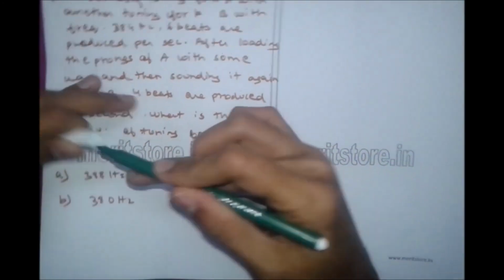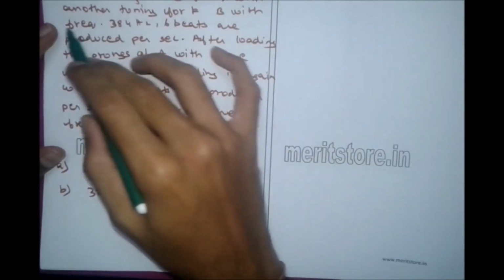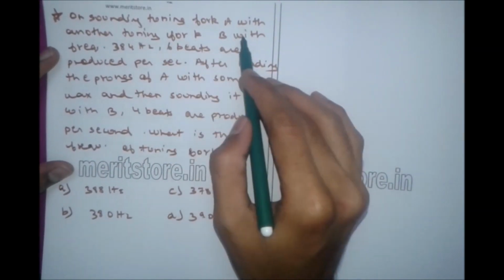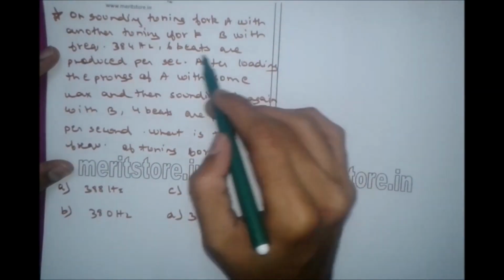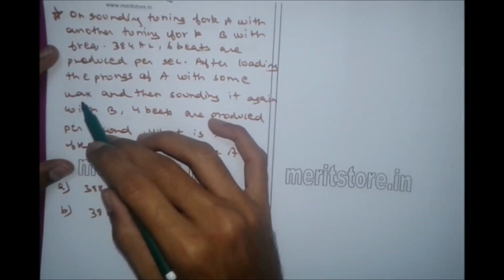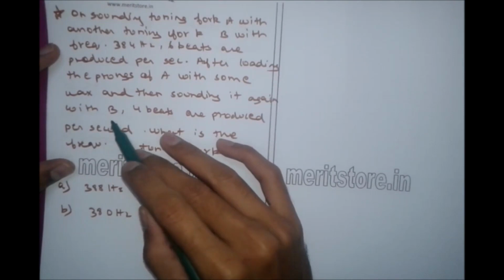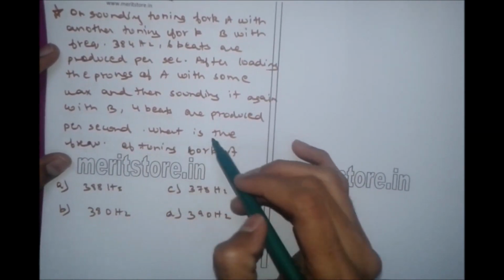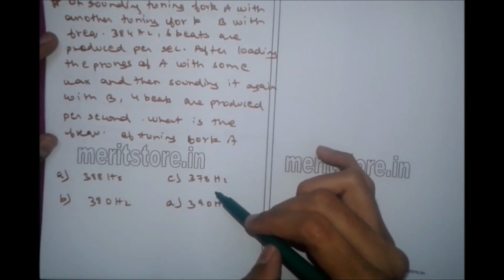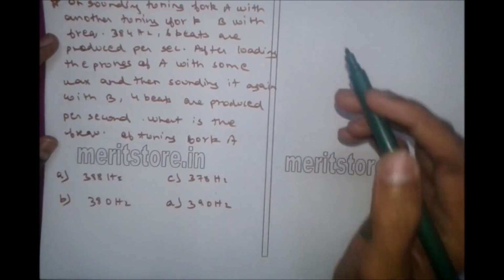Okay, now on sounding the tuning fork A with another tuning fork B with the frequency 384, 6 beats per second are produced. After loading the prong of A with wax and then sounding it again with B, 4 beats are produced per second. What is the frequency of the tuning fork A? 388 Hz, 378 Hz, 380 Hz or 390 Hz.